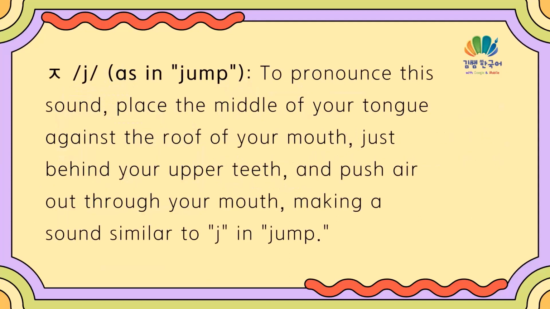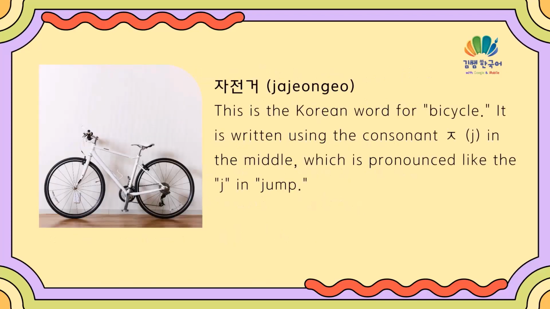지읒, j, as in jump. To pronounce this sound, place the middle of your tongue against the roof of your mouth, just behind your upper teeth, and push air out through your mouth, making a sound similar to J in jump. 자전거. This is the Korean word for bicycle.